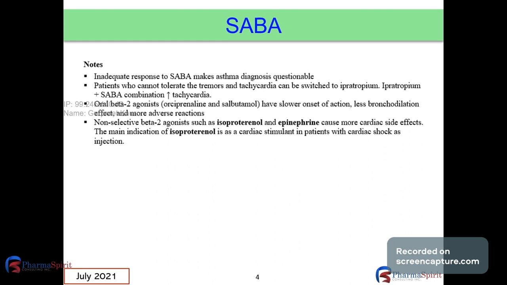Oral beta 2 agonists, such as orciprenaline and salbutamol, have a slower onset of action, less bronchodilation, and more adverse reactions. In my 16, 17 years of practice now, I cannot recall at all dispensing oral salbutamol, for example. Non-selective beta-2 agonists, such as isoproterenol and epinephrine, cause more cardiac side effects. And the main indication of isoproterenol is as a cardiac stimulant in patients with cardiogenic shock. It's used as an injection to stimulate the heart in patients with cardiogenic shock.